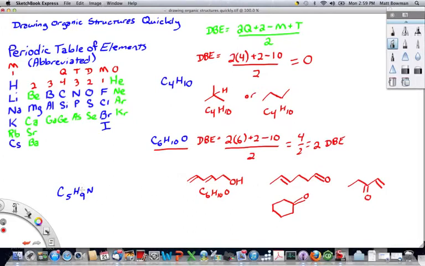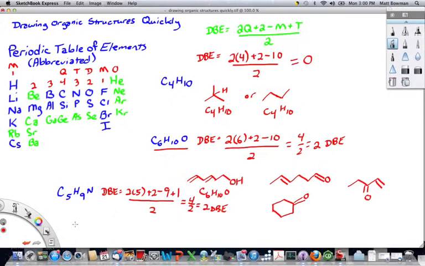Let's take a look at C5H9N. Do the DBE formula. 2 times 5 plus 2 minus 9. Now, nitrogen is a T. So we add in the number of T's, number of nitrogens. That's 1. Divide that all by 2. 2 times 5 is 10. 10 plus 2 is 12. 12 minus 9 is 3. 3 plus 1 is 4. So 4 divided by 2. We get, again, 2 double bond equivalents.